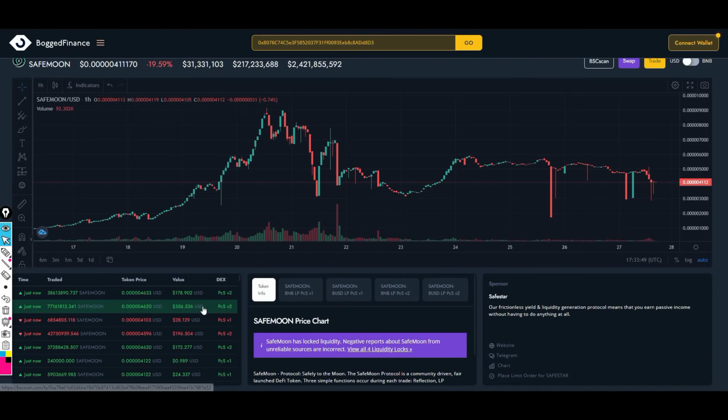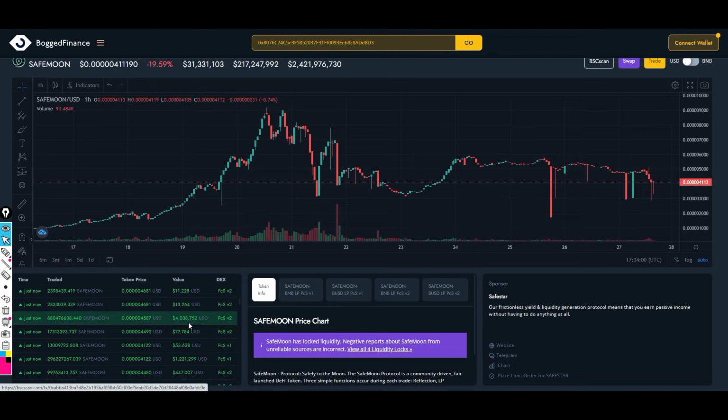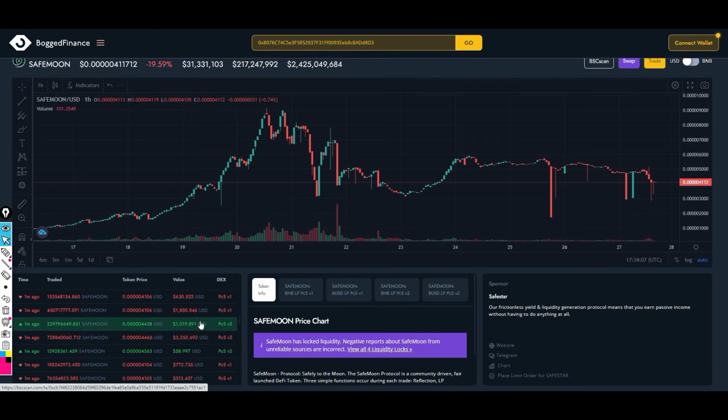And if we actually go to Bogged Finance for just a sec, I just want to show you guys the amount of volume that's been coming in. As we can see, a lot of mix of buying and selling, but at the same time, a lot of big buying orders. Like right up here, $4,000 worth of Safemoon bought, $1,200 worth of Safemoon bought. We got 3,000 sold, up to 1,800 sold.